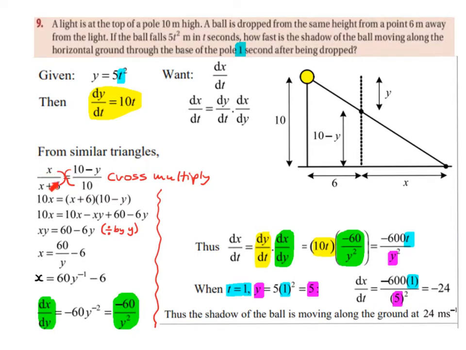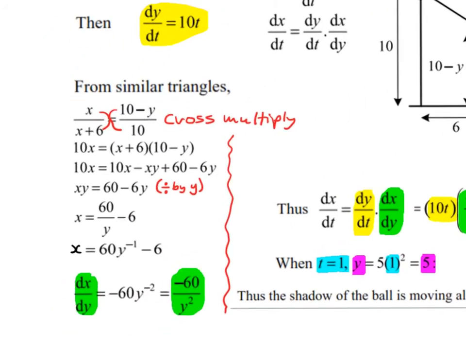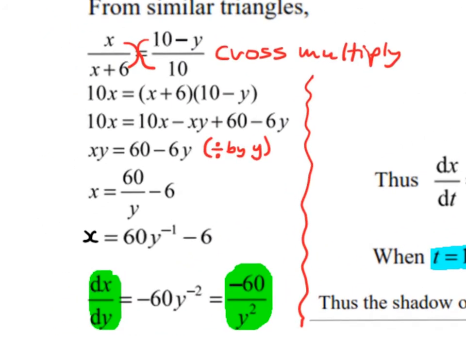So we end up with x times 10 is 10x, and x plus 6 times 10 minus y. Multiplying out the brackets, we get 10x minus xy plus 60 minus 6y. So we can cancel out the 10x's on both sides. We can bring the minus xy over the equal sign to become xy. Then we have 60 minus 6y. Divide across by y. So xy divided by y is x, 60 divided by y is 60 over y, minus 6y divided by y is minus 6.